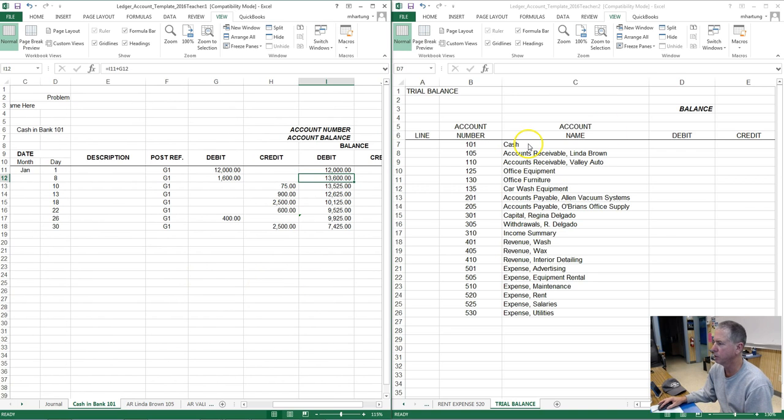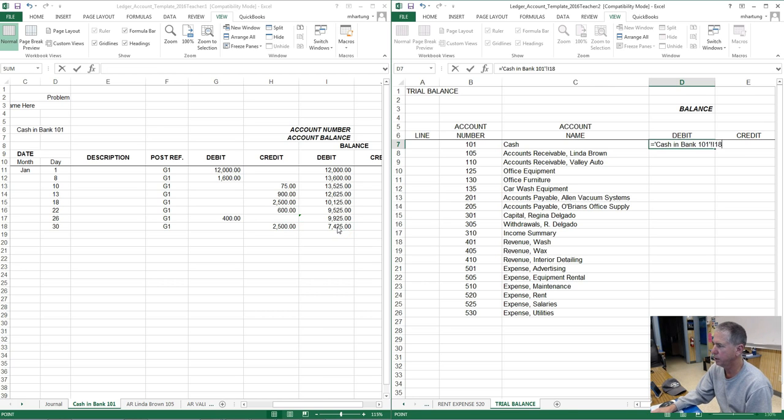We can start with the cash account. So there's cash, and I'm going to click here. Now we're looking for a debit balance, so I'm going to type an equal sign, and then I can simply come over to that cash account page, click on the final balance, and enter.